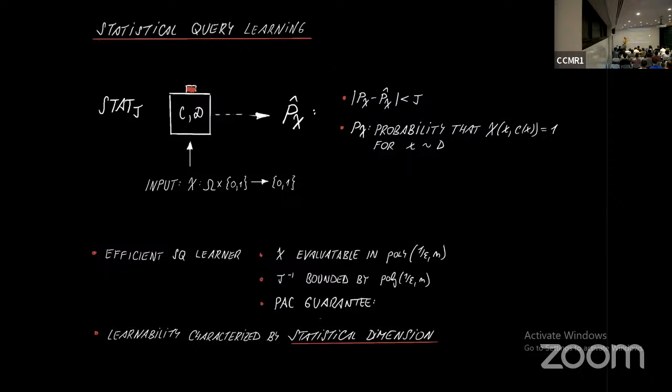If you want to have an efficient statistical query learner, every chi that you're feeding in has to be evaluatable in polynomial time in 1/n. Tau inverse has to be bounded by a polynomial. And then, of course, you have to satisfy the PAC guarantees in order for things to be learnable. There is a combinatorial parameter that characterizes learnability in this model called the statistical dimension, and I will talk about it a bit more in a couple of slides.